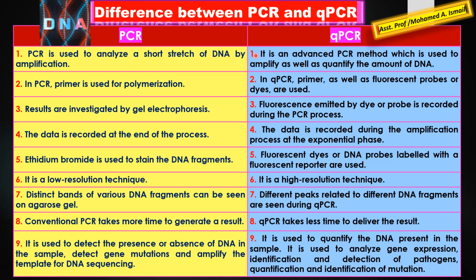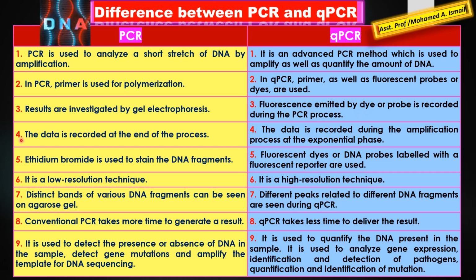1. It is an advanced PCR method, which is used to amplify as well as quantify the amount of DNA. Number two, in PCR, primer is used for polymerization. 2. In qPCR, primer, as well as fluorescent probes or dyes are used. Number three, results are investigated by gel electrophoresis. 3. Fluorescence emitted by dye or probe is recorded during the PCR process.